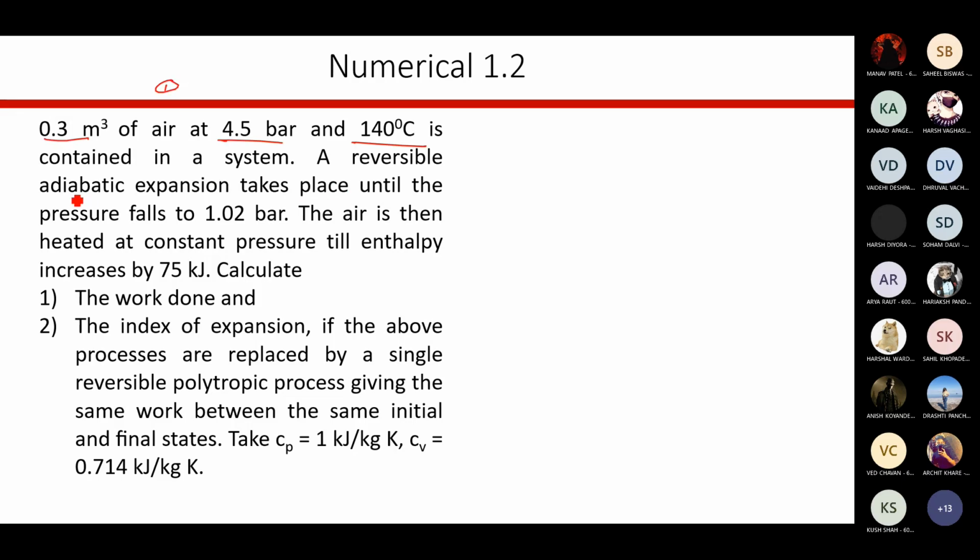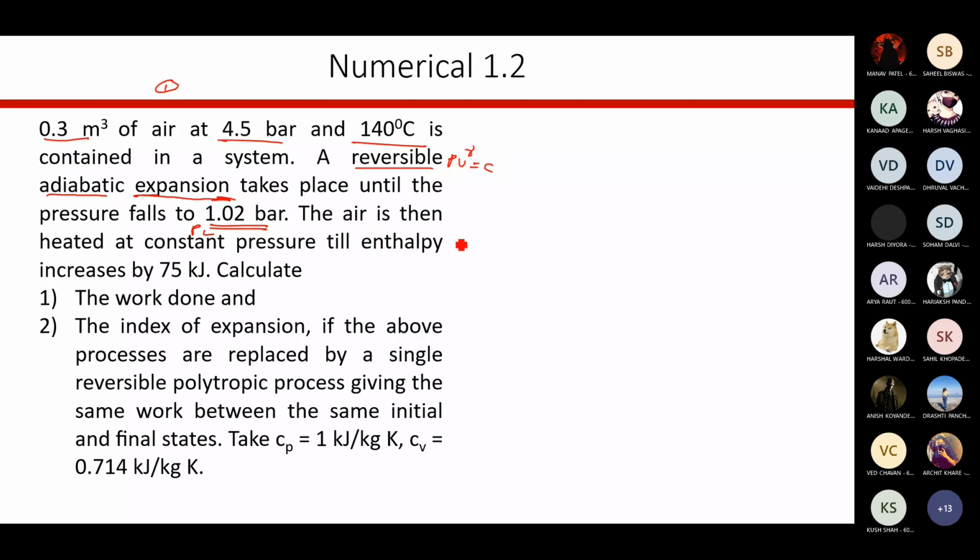A reversible adiabatic expansion takes place. These are the keywords. Reversible adiabatic expansion. When I say reversible adiabatic, it means the law of the process is this, and expansion takes place. Now this word is important, expansion. So pressure should decrease and volume should increase. I should understand this. Takes place until the pressure falls to. So what is the pressure after expansion they have given? So this must be P2.